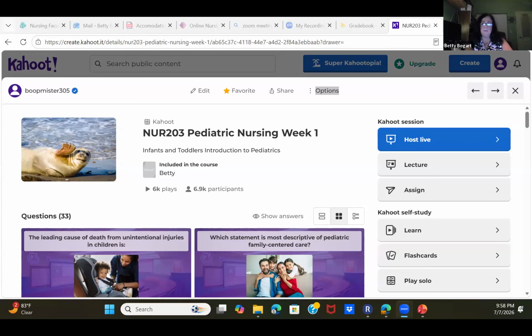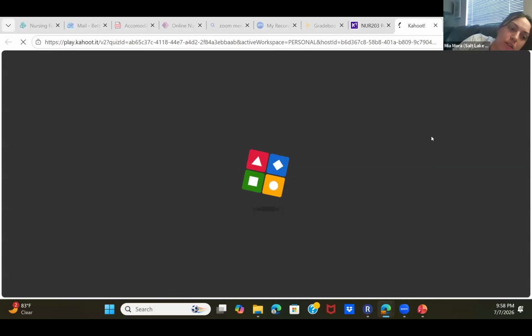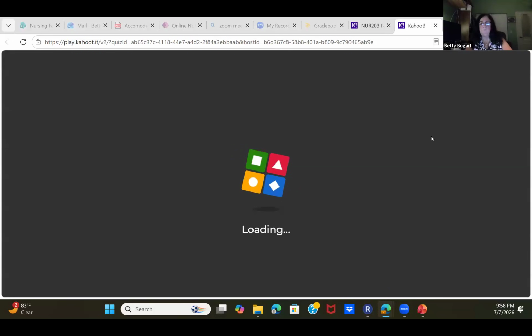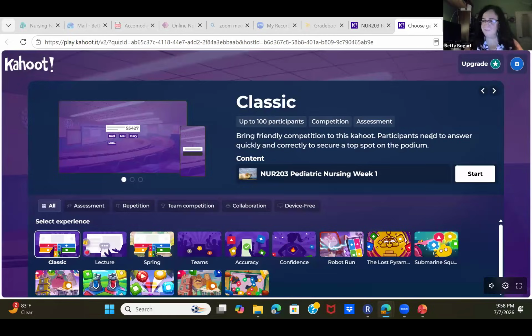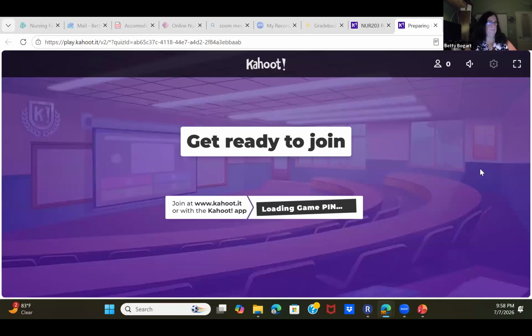Do you see the Kahoot screen or you see one? It's the screen before you click on like learn. Can you see it moving now? Yeah, it's loading. Thank you. Appreciate the help.